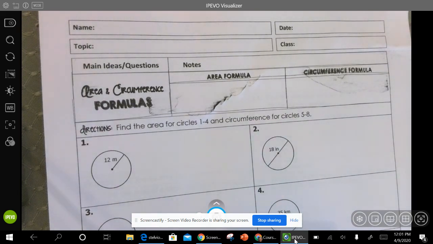Morning. Actually, it's now good afternoon. So we're going to work on circumference first.